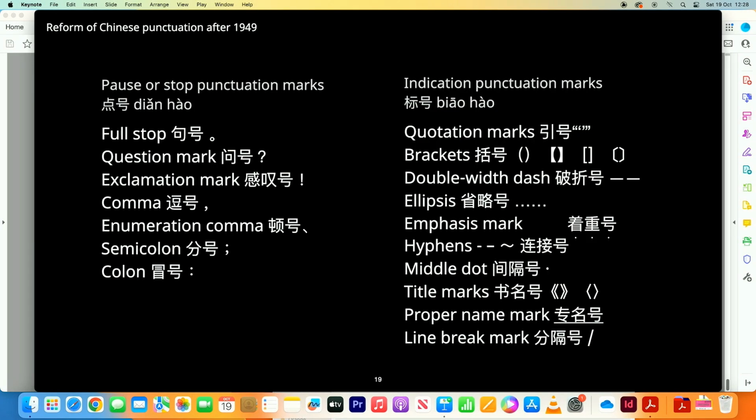So these are the 17 punctuation marks in current use. And the first category is pause or stop punctuation marks. It is used to pause or end sentences to indicate the tone of the text. We have full stop, question marks, and so on. The second category is indication punctuation marks. This type of punctuation emphasizes the distinctive meaning or function of the word in certain sentences. We have quotation marks, brackets, and so on.